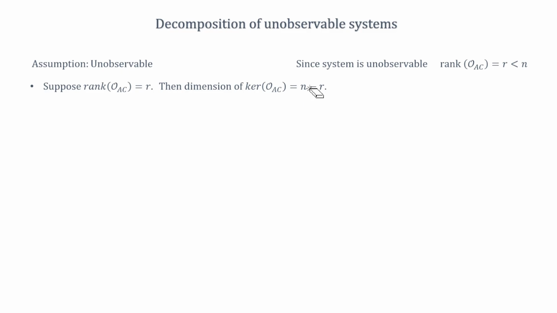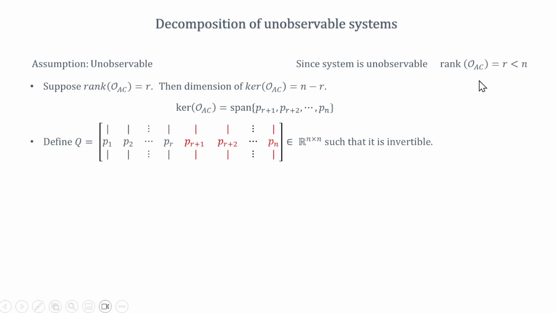Let us say that these are the bases of the kernel of O(A,C). Now I create a matrix of this form, where the last n minus r vectors are the basis vectors of the kernel of O(A,C), and the first r vectors are randomly chosen in such a way that this matrix is invertible. Remember, we did a similar kind of thing for the uncontrollable case.